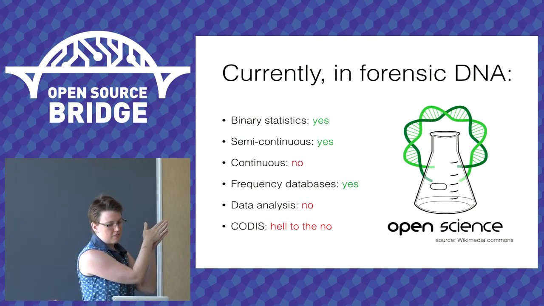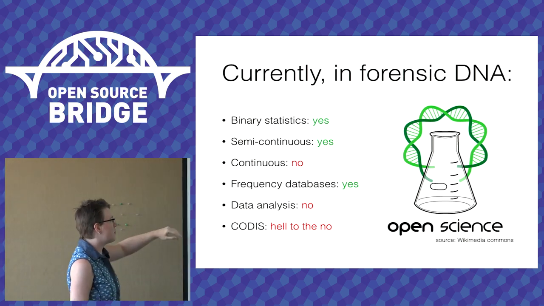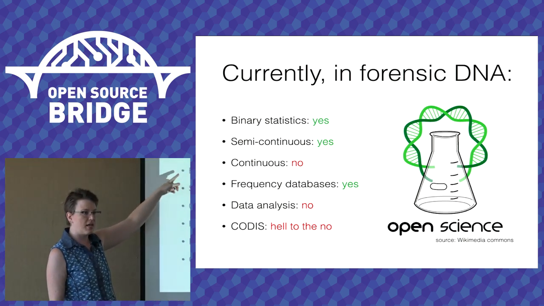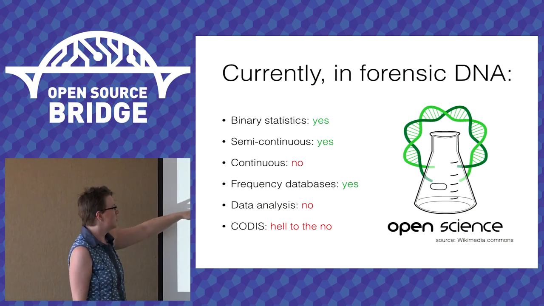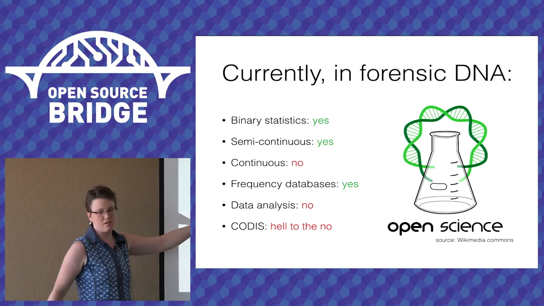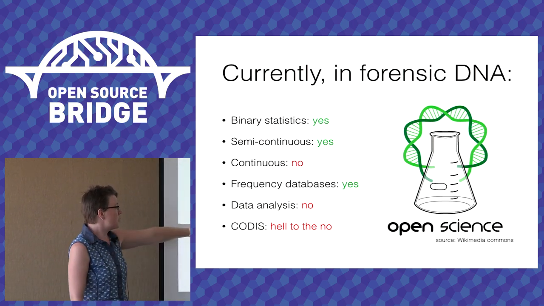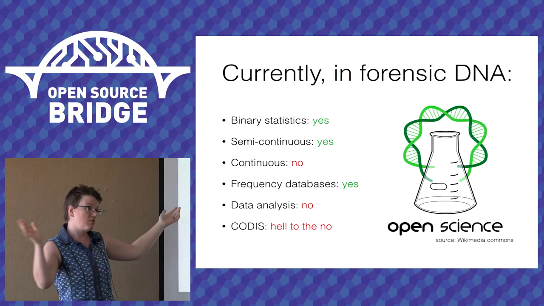So what's the state of forensic DNA, open source and open data? Okay, binary statistics, the simple likelihood ratio, yeah, I can do that with a pencil and paper and a calculator. That's open source. Semi-continuous methods, Lab Retriever, open source. Continuous methods, no. The frequency databases, the underlying data you need to build a mathematical model, that's open source, yay.